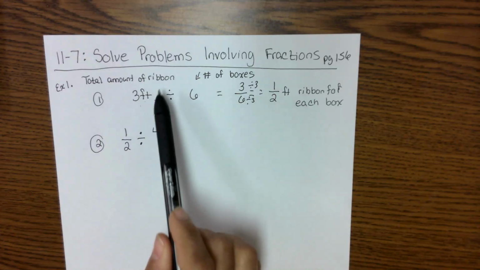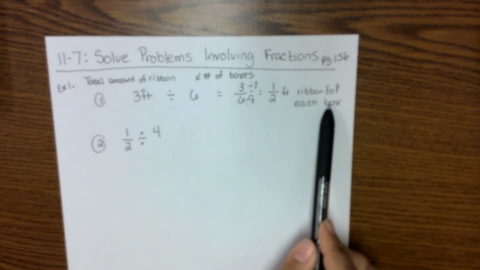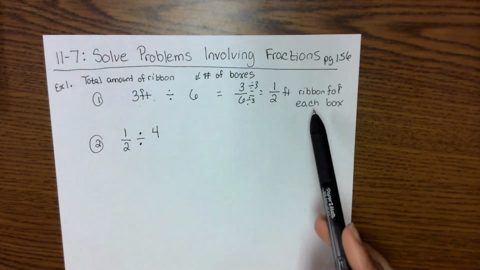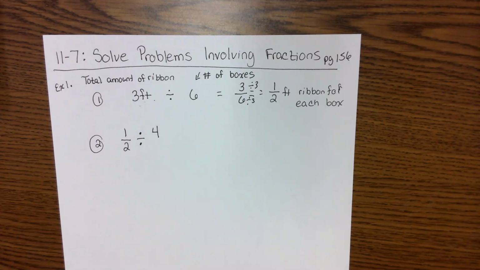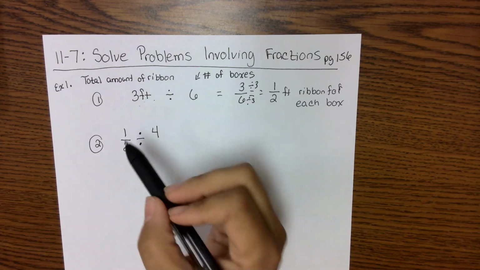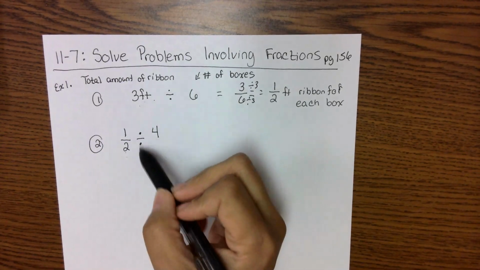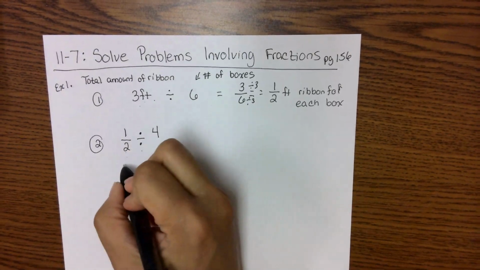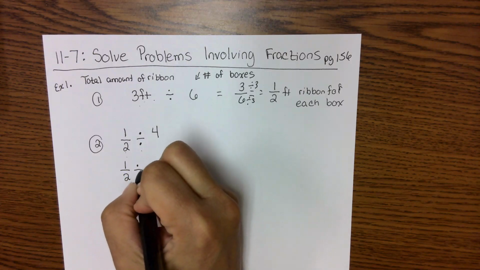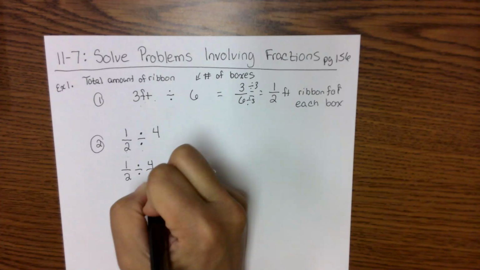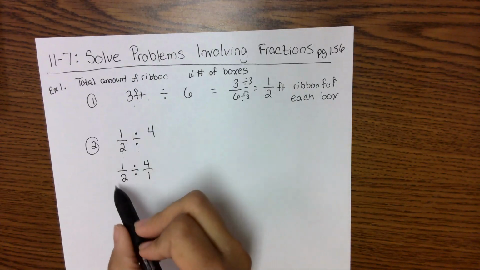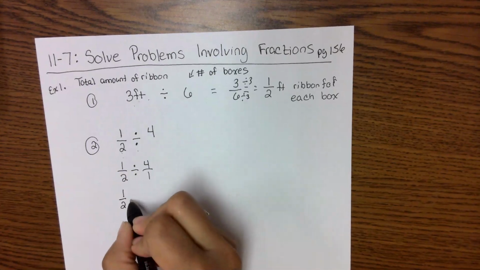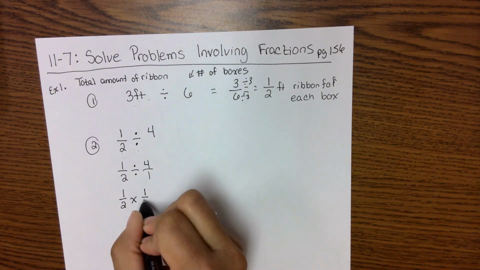So first of all, we found out how much ribbon was for each box. If she wanted to cover each box, she would have a half a foot of ribbon for each box. But she doesn't want to cover all the faces in the box. She only wants ribbon on 4 sides of the box, not 6. So we take that half a ribbon and we're going to divide it by 4. So that's half divided by 4 over 1. Same rule applies. Keep, change, and flip.